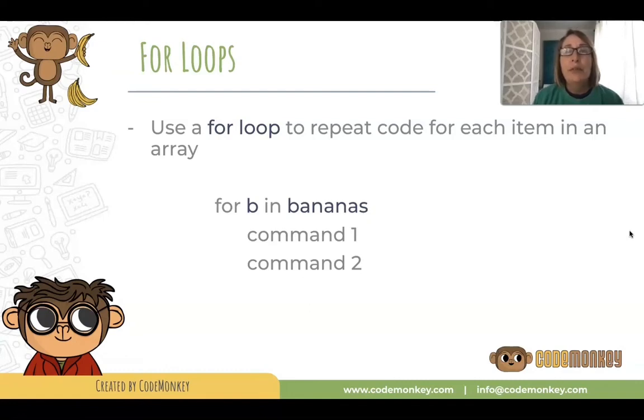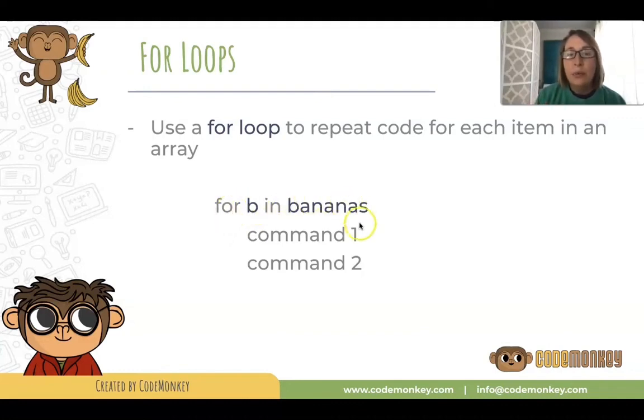So for example, if you had an array called bananas, and there were 10 bananas in the array, if you say for B in bananas, this for loop is going to repeat for each banana in the array. So it's going to loop 10 times. And each time, this variable B will hold a given banana.